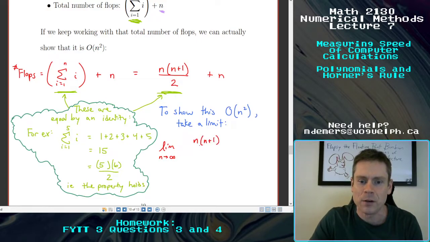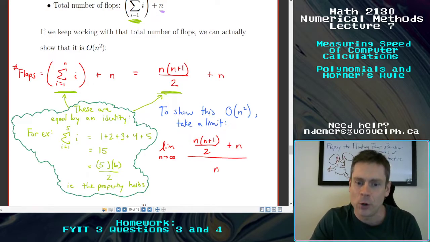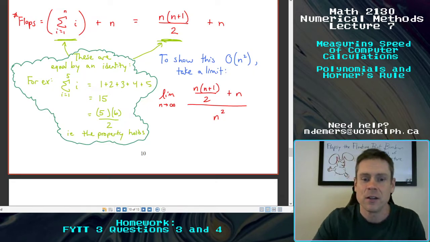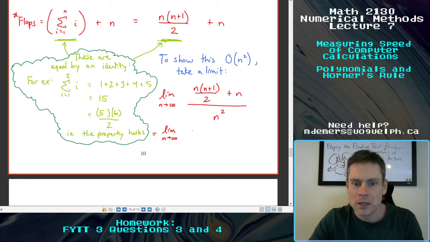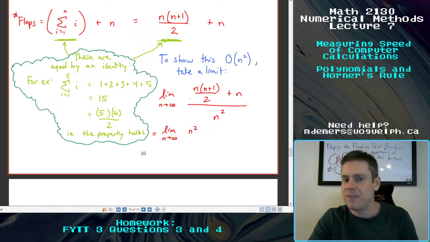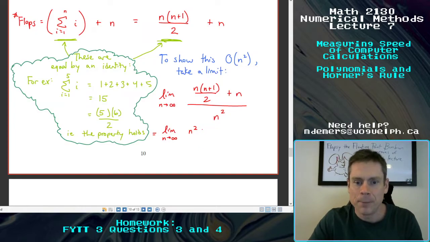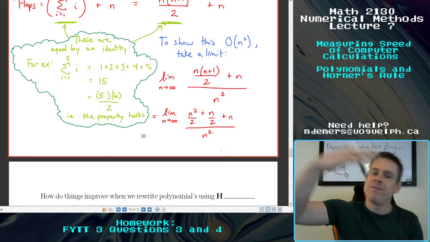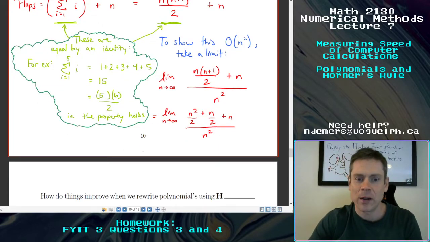n plus 1 over 2 plus n. I'm going to take that, I'm going to put it over n squared, and we want to show that this equals a constant. So this is going to give me the limit as n goes to infinity. We get n squared, just evaluating the expression up here, plus n squared over 2 is what we need there, plus n over 2, plus n, over n squared. I can divide all quantities by n squared.